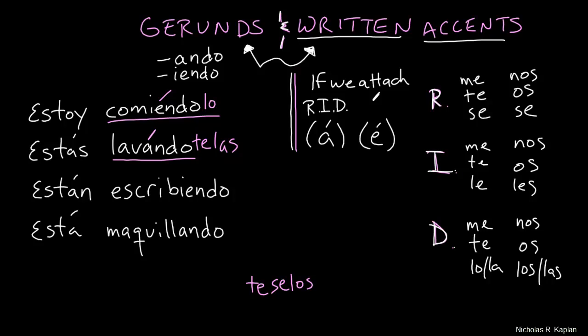Están escribiendo. They are writing. And maybe they're writing to you. We added something, and so now we need to come back and put a written accent. I'm telling you, every time you add something, you're going to need a written accent. And finally, ella está maquillando. She is putting on makeup, so we know that is reflexive, so we have the se. And maybe she's putting it on los labios, so we could put the los there. We put on 2 things, so we're going to need a written accent, and we'll put it right there.